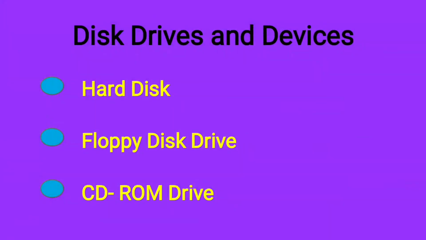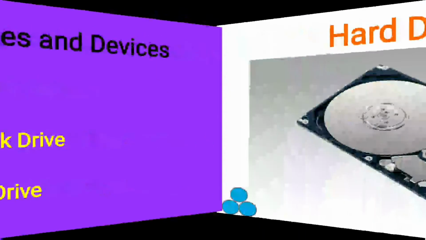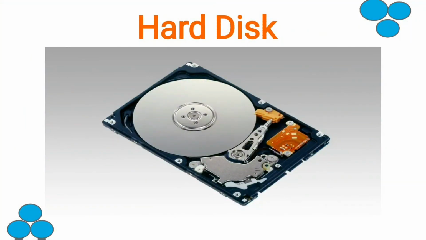Now we'll see disk drives and devices. A disk is used to store data. It is similar to our school bag where we can keep our books. The disk drives and devices in a computer cabinet are the hard disk, floppy disk drive and CD-ROM drive. Now we'll see them one by one. Hard disk. You can see the picture here. We use the hard disk to save the information while working with the computer. This is fixed in the computer and cannot be removed.